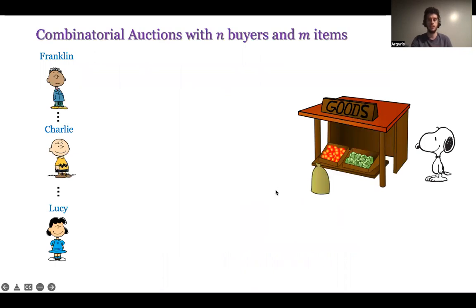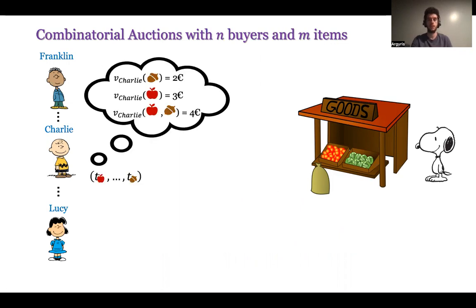In this setting, there is a seller who wants to sell m items to n buyers. The goal of the seller is to maximize her revenue. For example, the seller could manage a convenience store and wants to sell fruits to buyers. For each item, each buyer has a type that encodes how much she values that specific item and each subset of items she might receive.